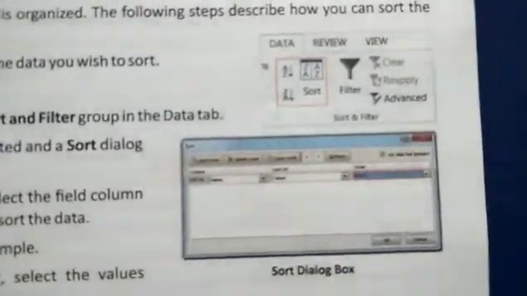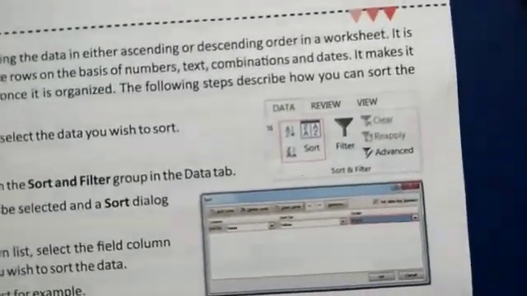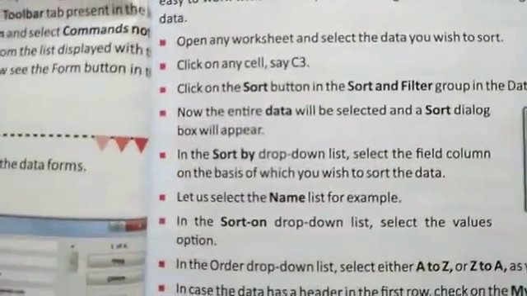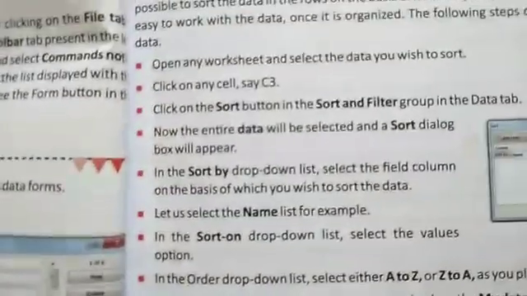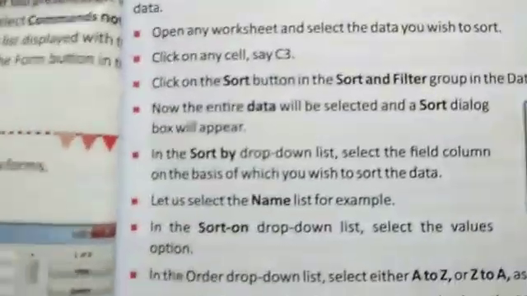When you do this, this screen will come in front of you, which consists of the sort dialog box. In the sort by drop down list, select the field column on the basis of which you want to sort the data. Now the different fields will come. Let us select the name list, for example.